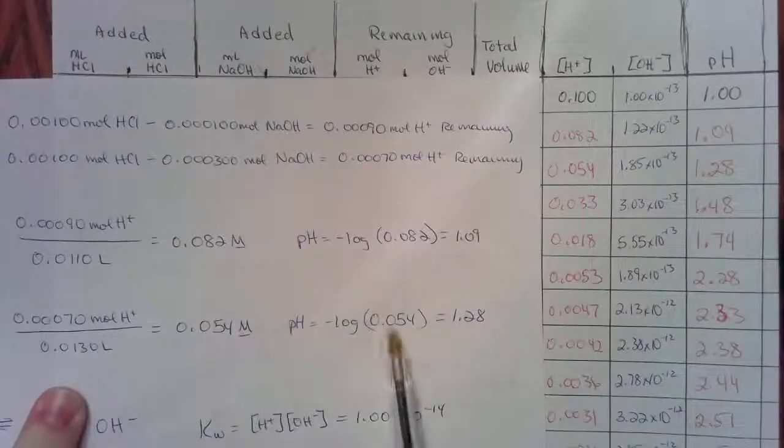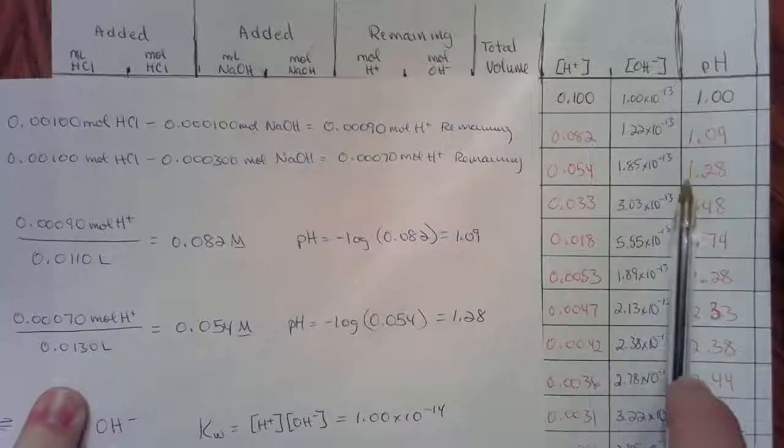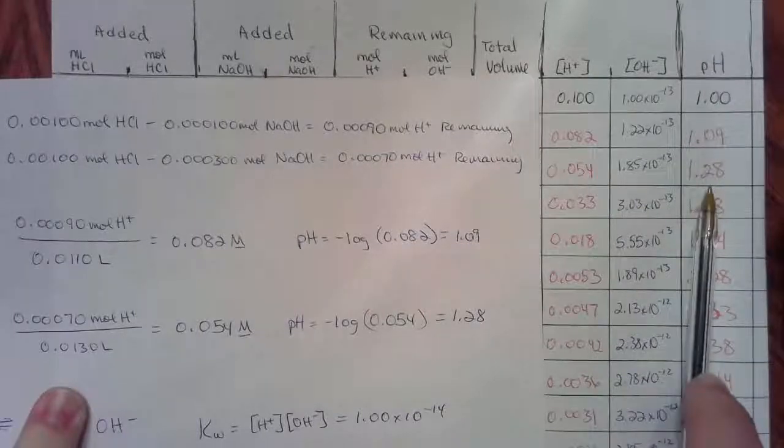And I do the negative log of the 0.054, I get 1.28. There it is, pH. Notice pH is going up each time. As we add base, the pH gets higher, becomes less acidic as we add base.